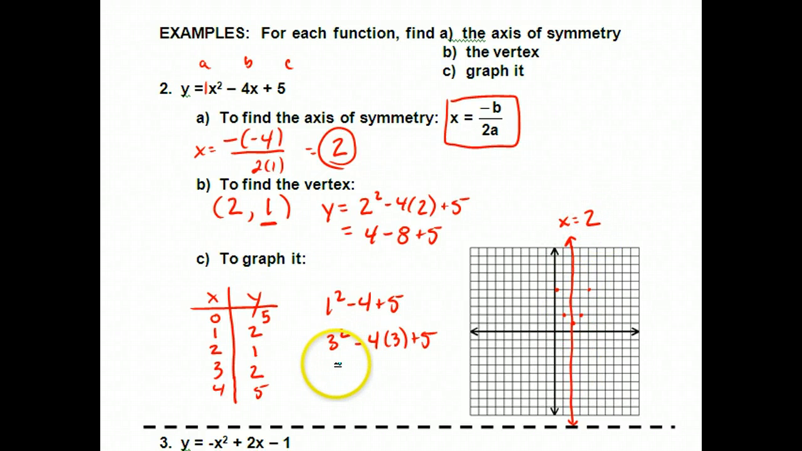So let's see if that happened. I'm going to put 4 in, so 4 squared minus 4 times 4 plus 5. Well, 4 squared minus 4 times 4 is the same thing, so 16 minus 16 is 0 plus 5 gives me 5. And so we can draw our parabola.